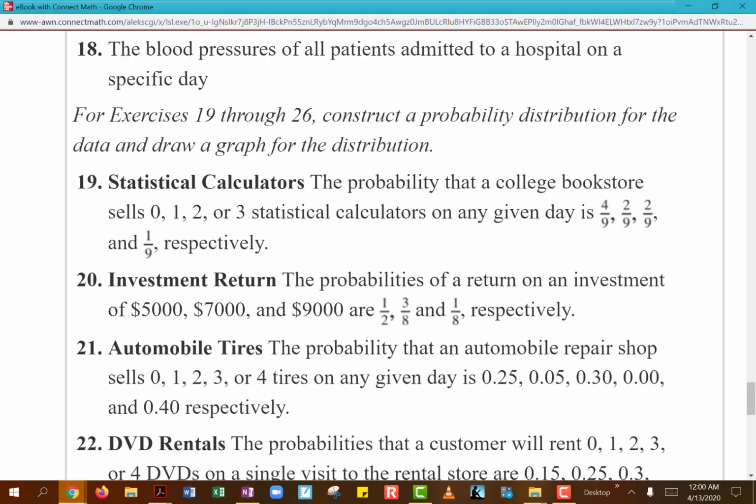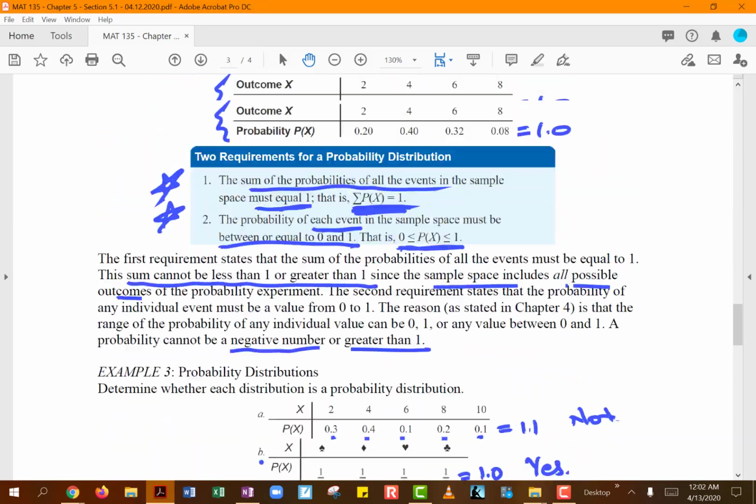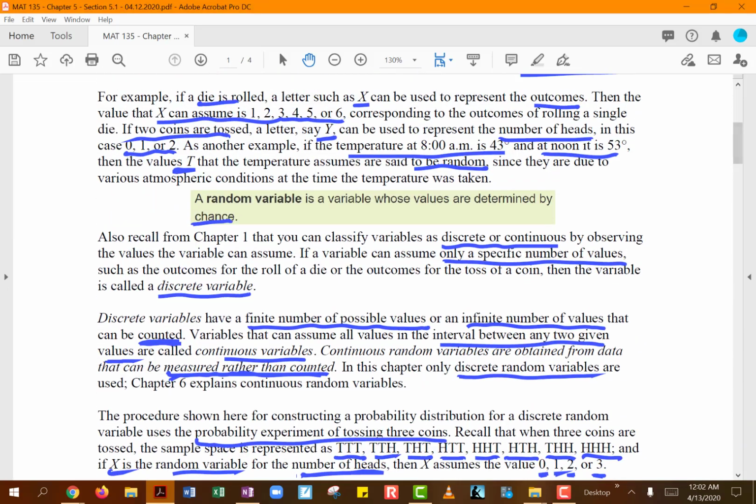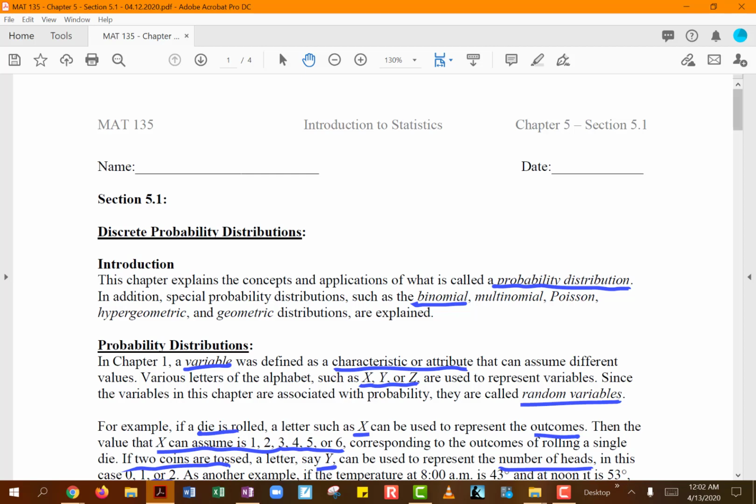Okay, and so this was number 20, and I will actually have a couple more examples for us to work through when we talk about this in class. Okay, so this was just our introduction to probability distributions.